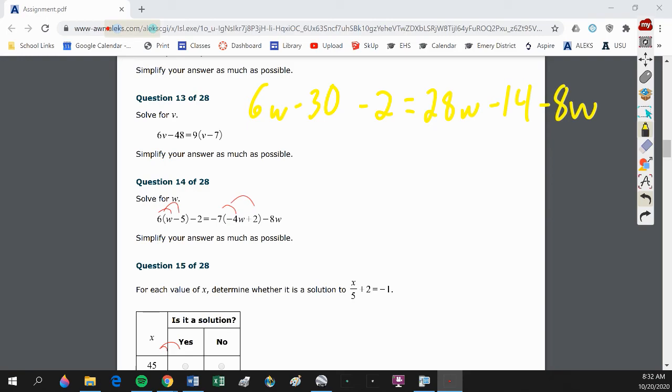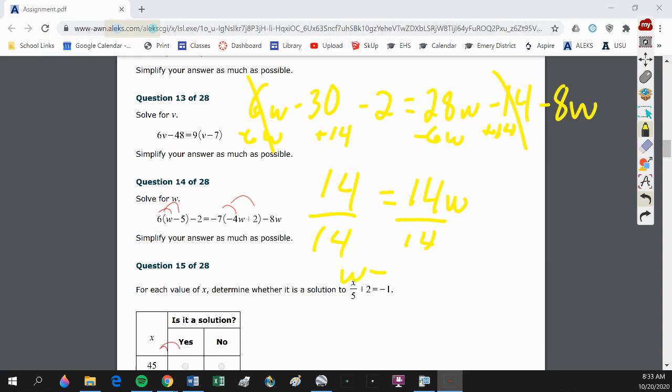I'm going to move all of the numbers to the left, so plus 14, and I'm going to move the variables to the right, so that goes away, that goes away. So on the left side I have a negative 30 and a 14, which makes negative 16, minus 2 is negative 18. And then for the w's, I have 28w minus 8w, which is 20w, minus 6w would be 14w. Divide by 14, and w equals 1.